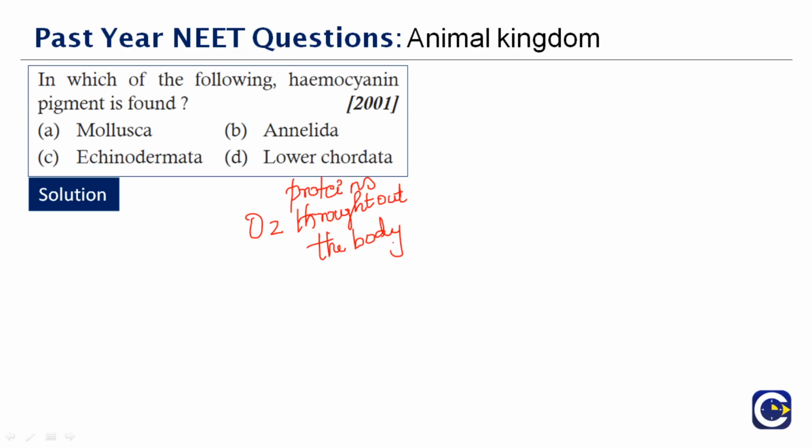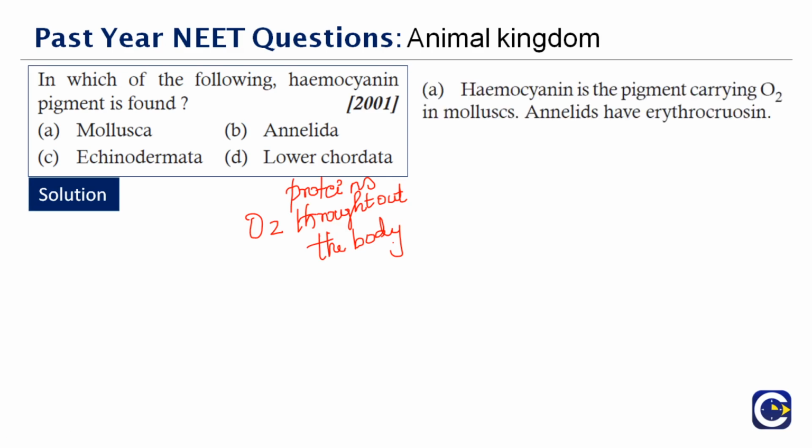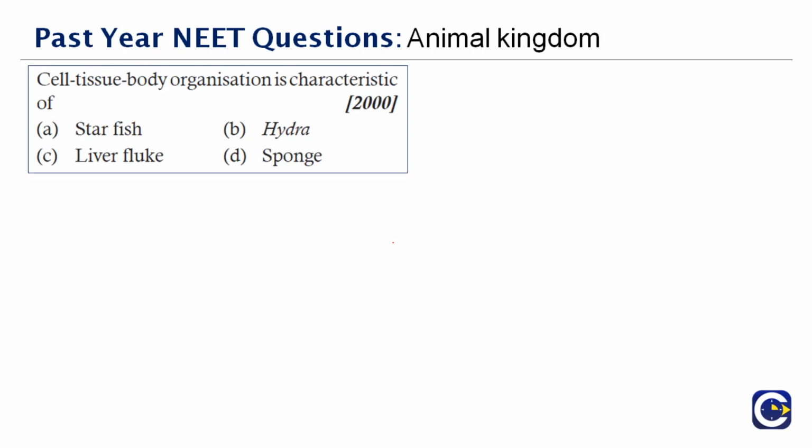Now this pigment is found in dash. It is found in mollusca. Hemocyanin is a pigment which helps in carrying oxygen throughout the body. And annelids, the others, have a pigment called erythrocruorin. The correct answer is option A, mollusca. The rest of them have another pigment which helps in the transport of oxygen, but for mollusca it is hemocyanin.